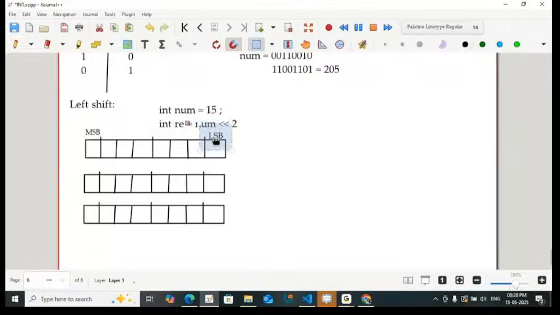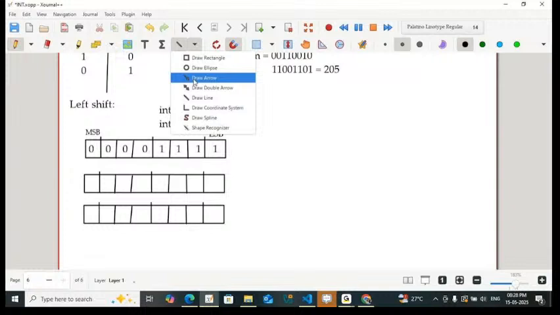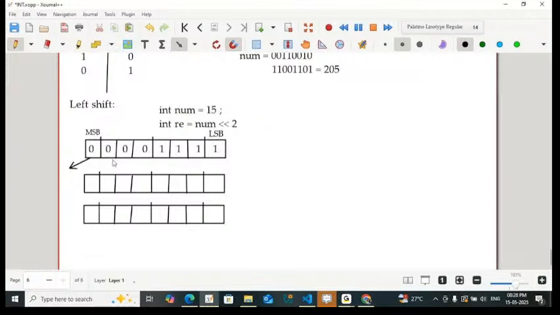So after representing 15 in binary, I'll have 0, 0, 0, 0, and 1, 1, 1, 1. Now I have to left shift for 2 times. So I have to shift all the bits to the left for 2 times. First I will do it for 1 time.